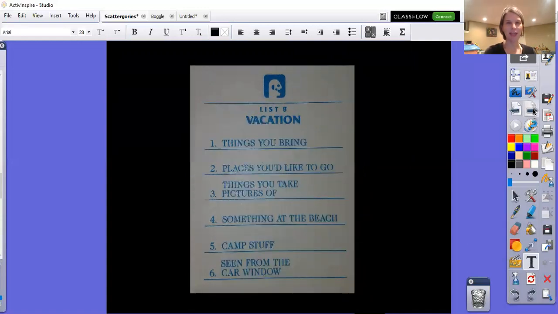List eight, vacation. Number one, things you bring. Two, places you'd like to go. Three, things you take pictures of. Four, something at the beach. Five, camp stuff. Six, seen from the car window. So things you could see if you're looking out the car window on a long drive on vacation. Pick a letter and move on.